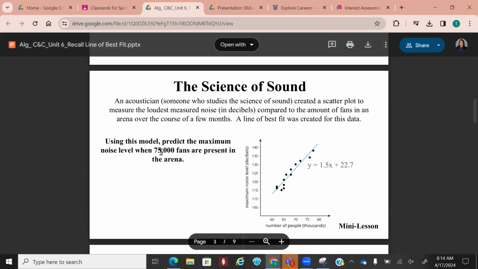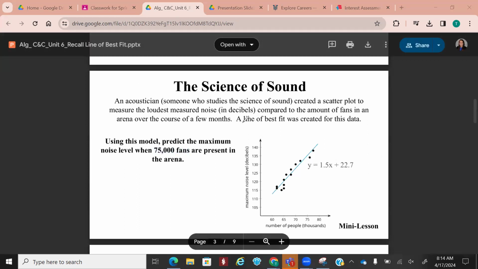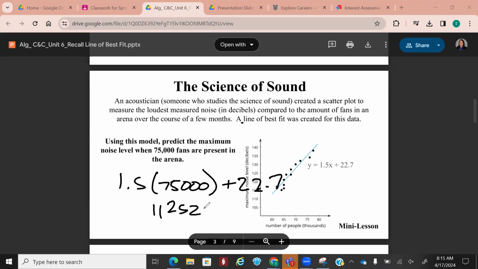We got an equation, and we're trying to figure out how loud it's going to be if I have 75,000 fans. So what am I going to do for this equation? It's not a trick question. You're going to plug it in. Yes, exactly. Good job. So when you substitute this in, this is going to give you 112,522.70. That's real loud. Okay.